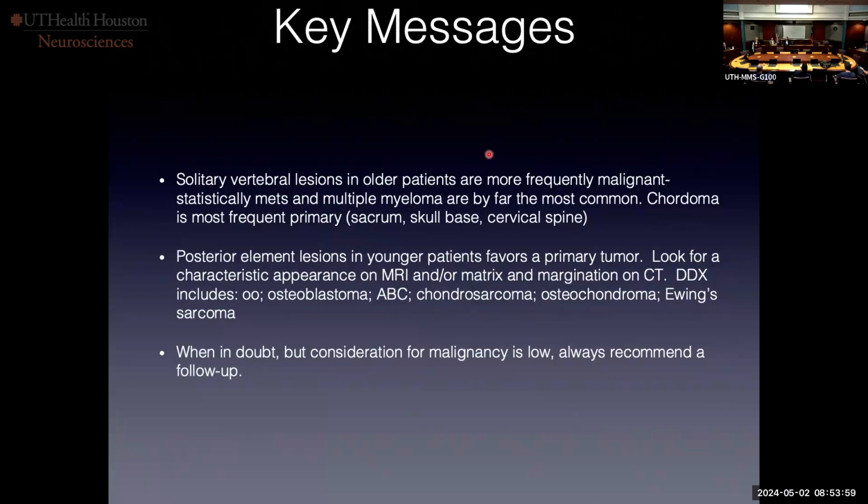Don't say them on the exam, because osteoid osteoma doesn't look anything like a chondrosarcoma, but you just run through that. Posterior element: osteoid osteoma, aneurysmal bone cyst, osteoblastoma, osteochondroma, Ewing's, chondrosarcoma. Run through those 6 things in your head because of the proclivity to present in the posterior elements first. When in doubt, but consideration for malignancy is low, like Roy said, consider other tests like bone scans. If you can't find the lesion, painful scoliosis, bone scan, great test.